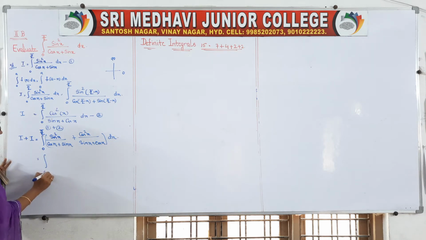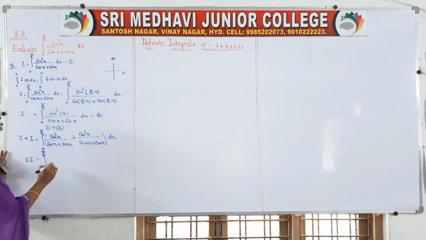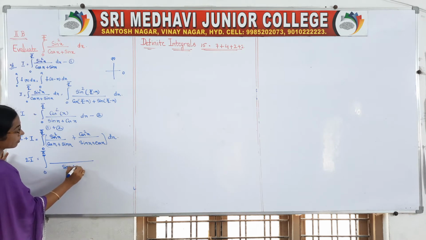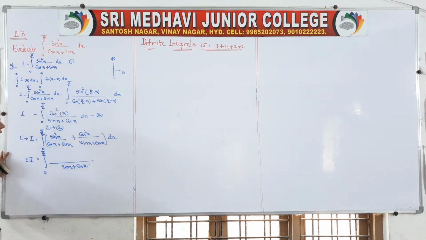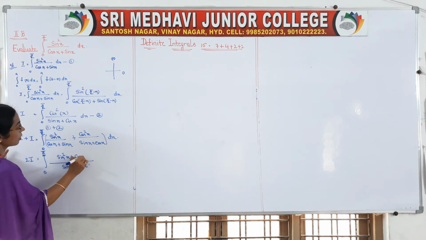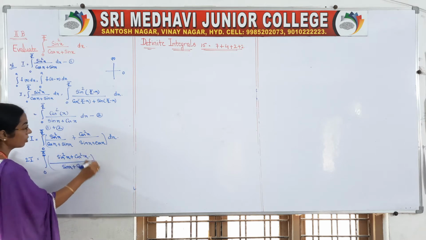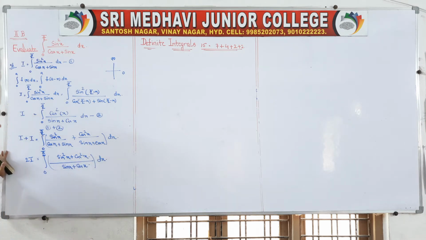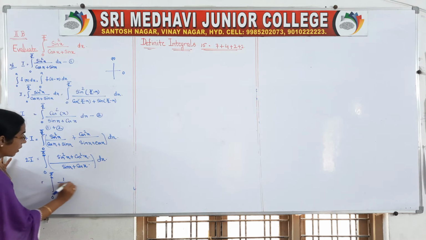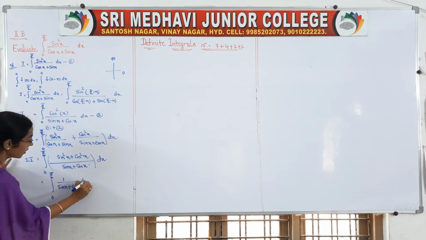Now take the LCM for this problem. This is your 2I. What is the LCM? The LCM is the same: it is sin x plus cos x. And the numerator is sin square x plus cos square x into dx. Sin square x plus cos square x is 1, right? So it is integral 0 to pi by 2, 1 by sin x plus cos x into dx.